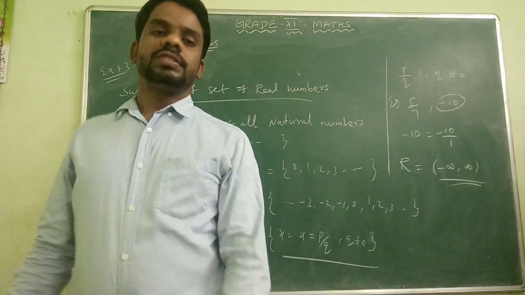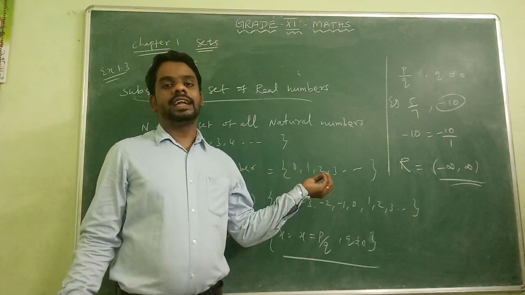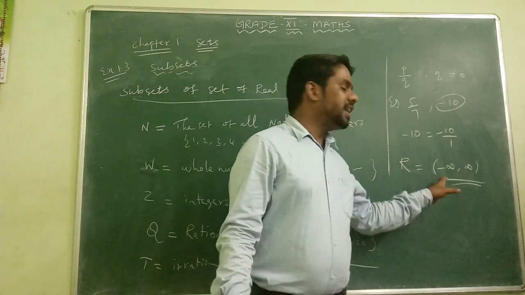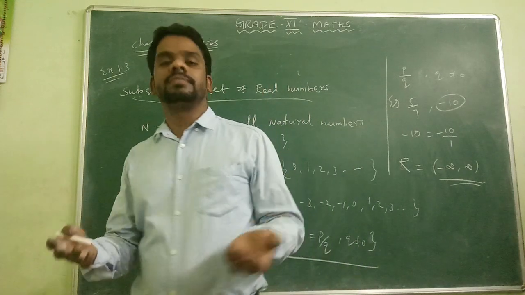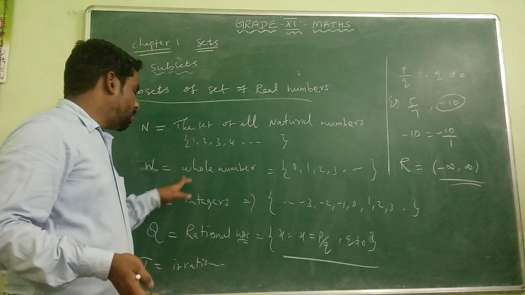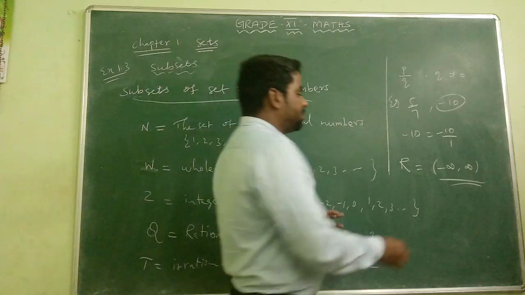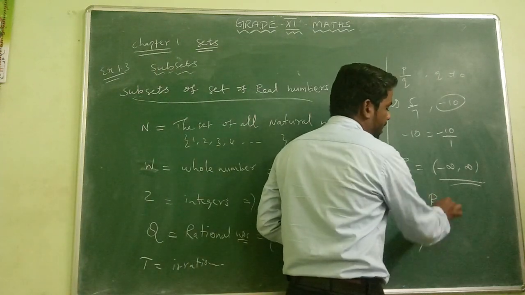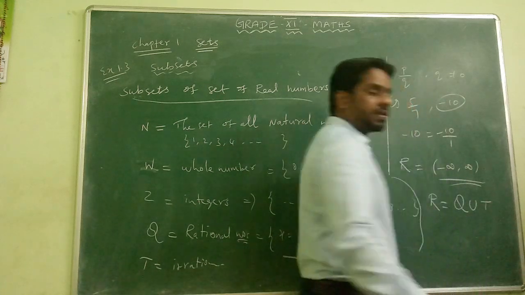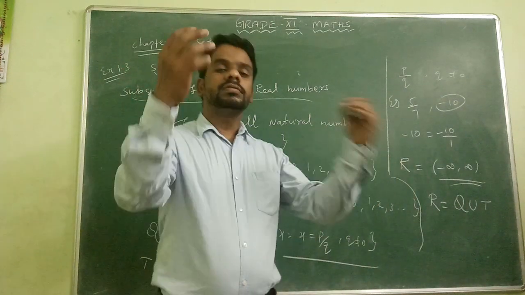A set that does not have any numbers listed in roster form. The set of real numbers means from minus infinity to plus infinity, with all decimal values in between, all numbers. It includes natural numbers, whole numbers, integers, rational numbers, and irrational numbers. Simply, the set of all real numbers is equal to the rational numbers union the irrational numbers. Rational numbers plus irrational numbers is equal to the set of all real numbers.